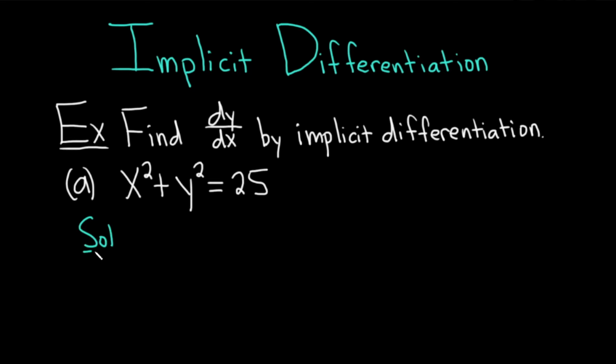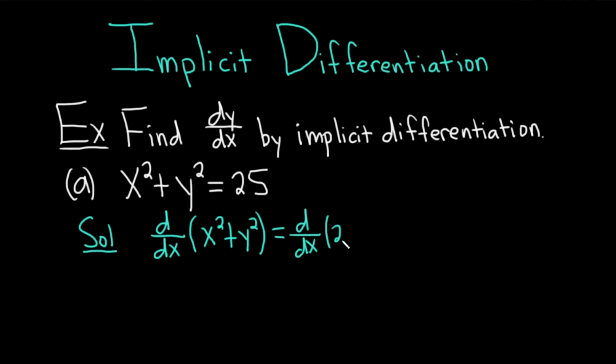Solution. So to start this problem, we will differentiate both sides with respect to x. Normally people don't write the notation I'm going to write, but since this is the first example, I'm going to write it. So d/dx of the left-hand side, x squared plus y squared, is equal to d/dx of the right-hand side, 25. Basically, this is just indicating that we're going to differentiate both sides of this equation.